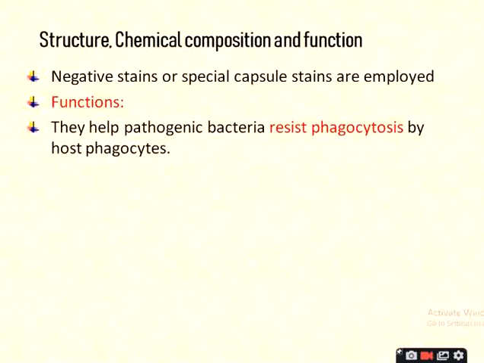Smooth cell or smooth strain means the one which bears the capsule, and a rough cell means the one which does not bear the capsule. Smooth cells, the capsule-bearing organism, when injected into mice, make the mice die. But a rough cell, when injected into mice, doesn't kill. That means the capsule confirms the virulence power of that organism.